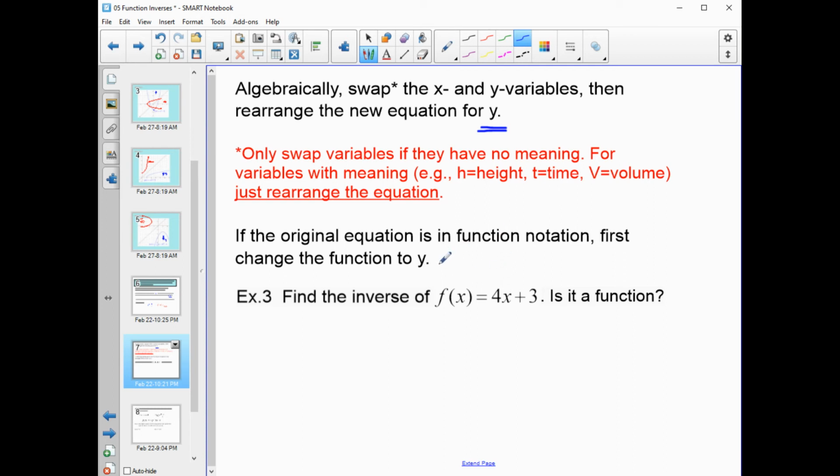And a final note, if your equation is in function notation, change it over to what we call xy notation, where you just use variables. If you're using a generic function, f of x, g of x, h of x, you probably can make your first change just to replace that with a y. So now I've switched from function notation to xy notation, and I'm going to find the inverse of this and determine whether or not it's a function.